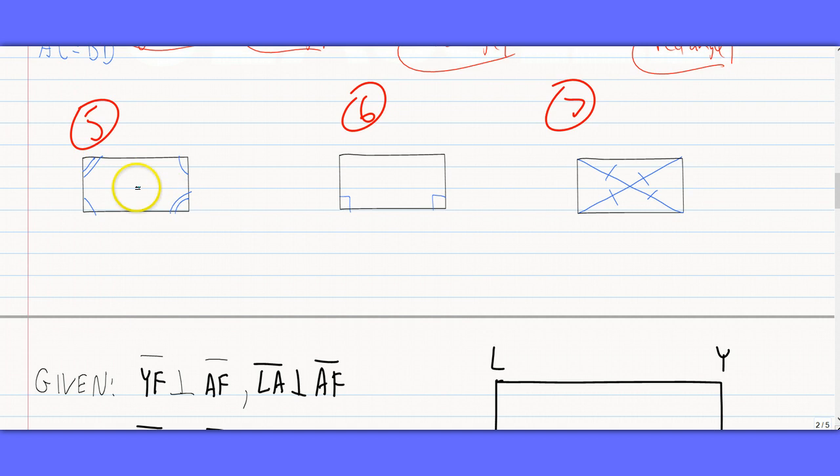Number 5, both sets of opposite angles are congruent to each other. However, we don't know if they're right angles or not, so the best name we can give to this one is parallelogram.